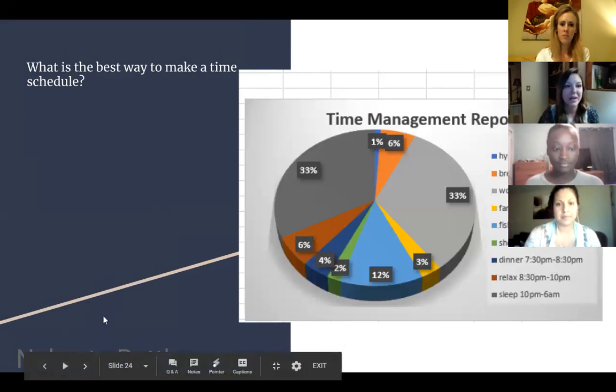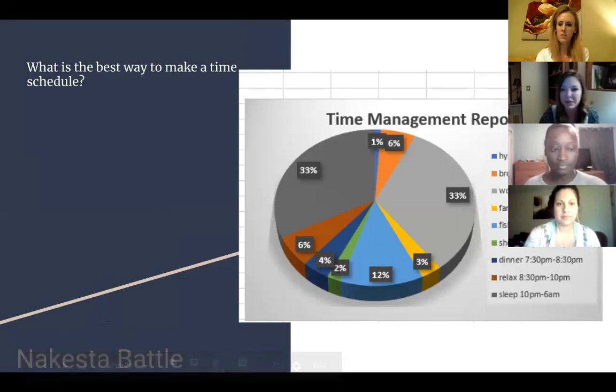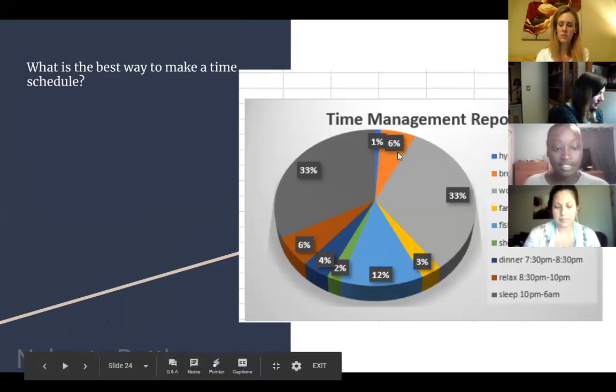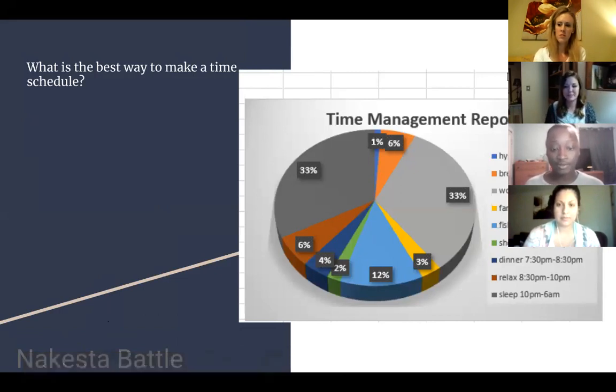And what's the best way to make a time schedule, Nakesta? First, I make a list of all the things I plan on doing. I try not to take on more than I can handle. So I try to put breaks in between things. For example, after work or after working out for an hour, I'll give myself a 30-minute break or so. Even if I don't use the break, I still save that time for unexpected things like running errands or emergencies. And after I make the list, I try to stick to it for all my personal and career goals.